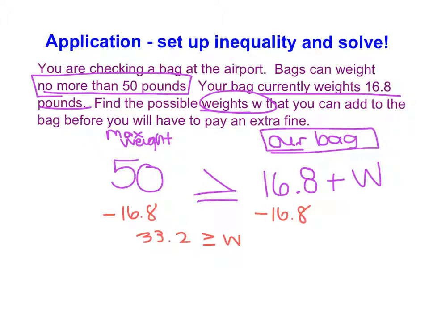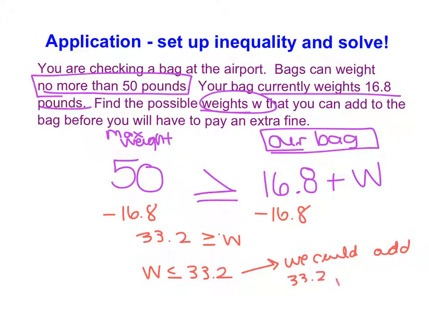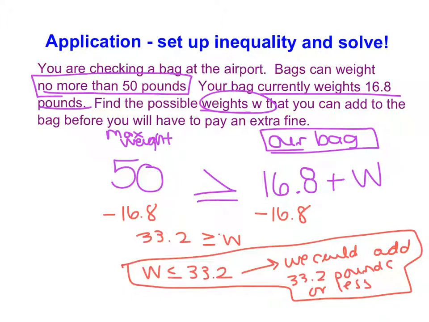And then if I don't like the way that's written, I can say W is on the smaller side of 33.2. And if we take time to think about this, what this is really saying is that we could add 33.2 pounds or less to our bag, and we would still make the cut. If we add more than 33.2 pounds, we're going to go over it. But if we add 33.2 pounds or less, we'll stay under the threshold of 50, and our bag will be able to be on that plane without an extra cost.